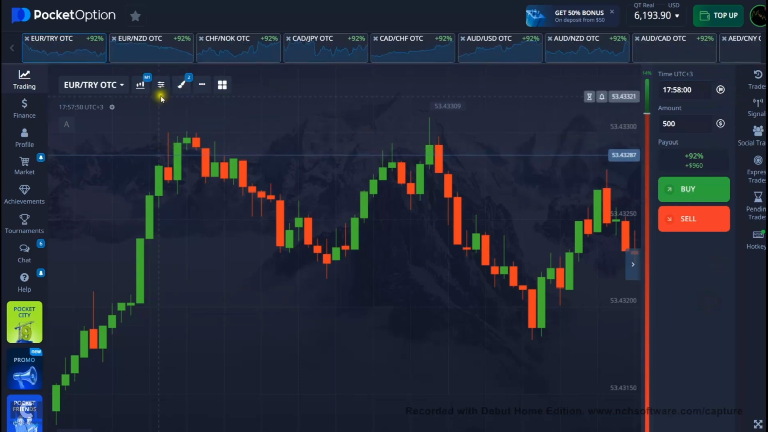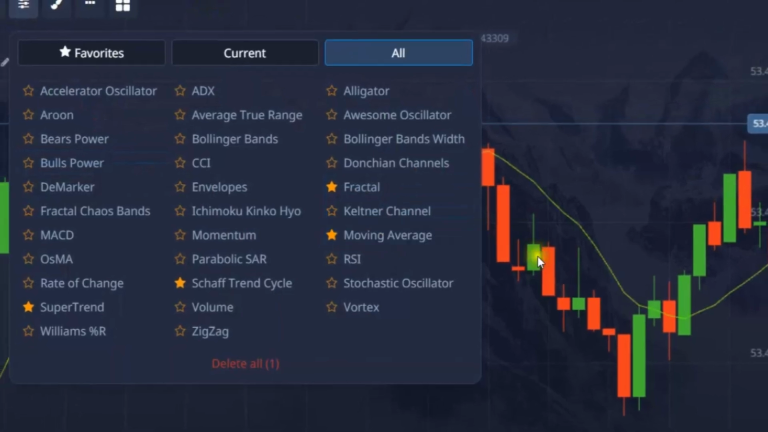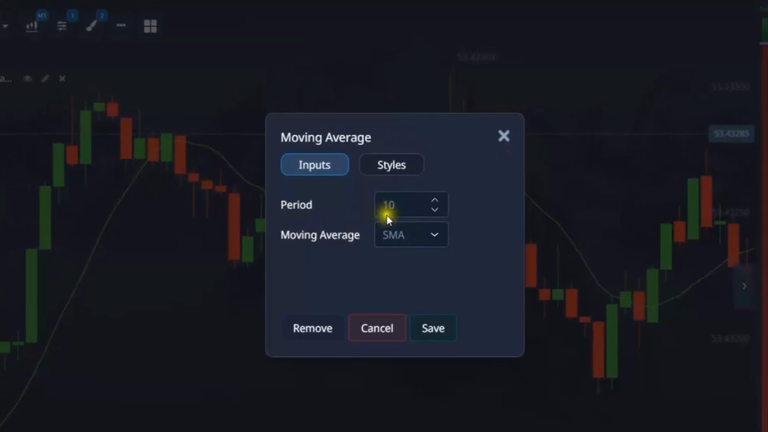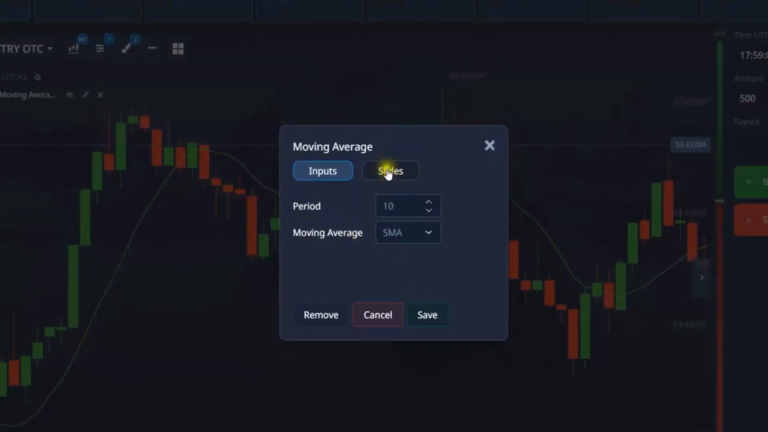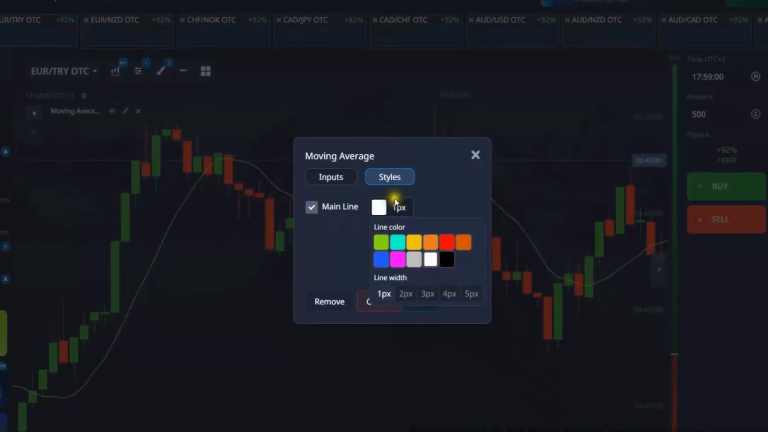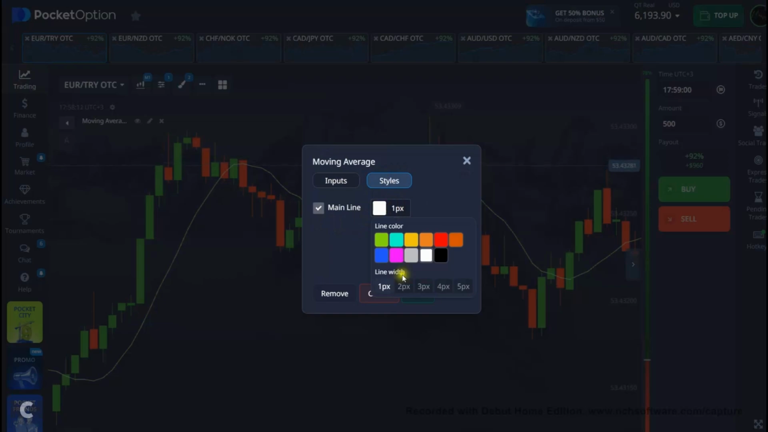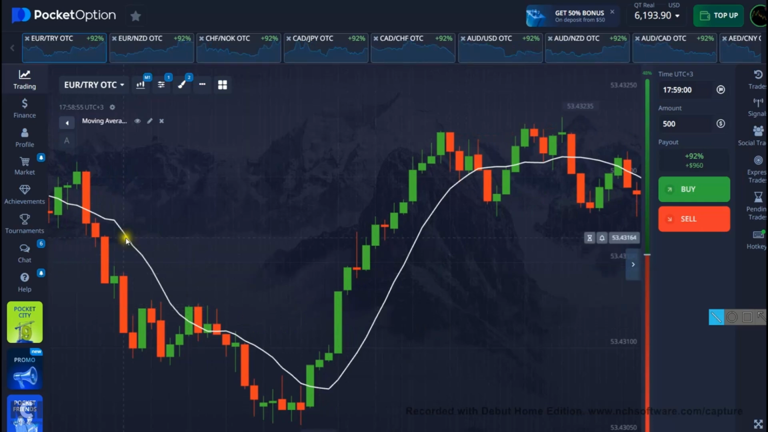Now let's add our indicator. We're only going to use the moving average. For the settings, we are going to leave the period as 10, SMA. For the style, let's make the line white and make it thicker for easy visibility, and then save.